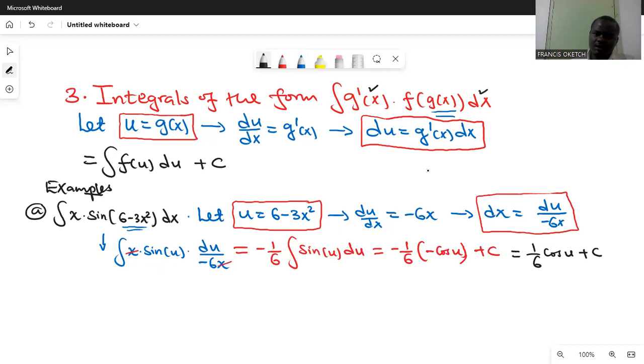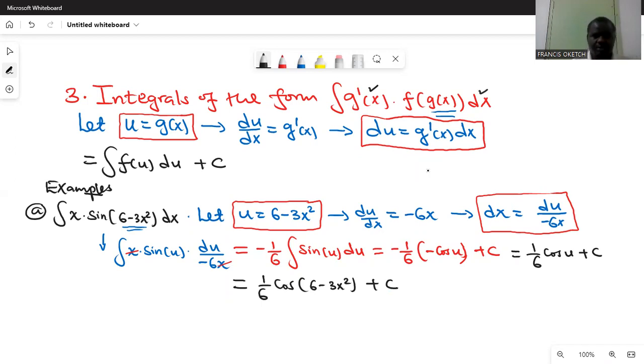And you need to replace u. We defined u as 6 minus 3x squared. So our answer is 1 over 6 cos of 6 minus 3x squared, plus a constant c. So you see in this case, what you are calling f of u is sine u, which you know how to integrate.